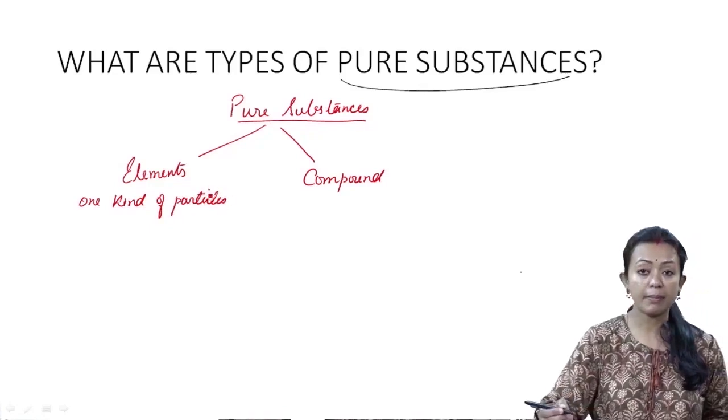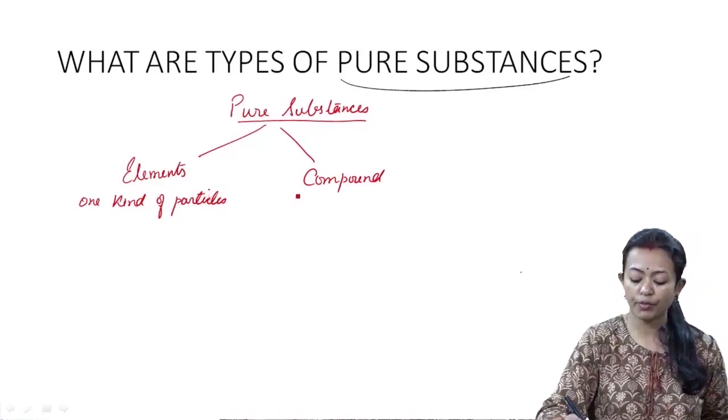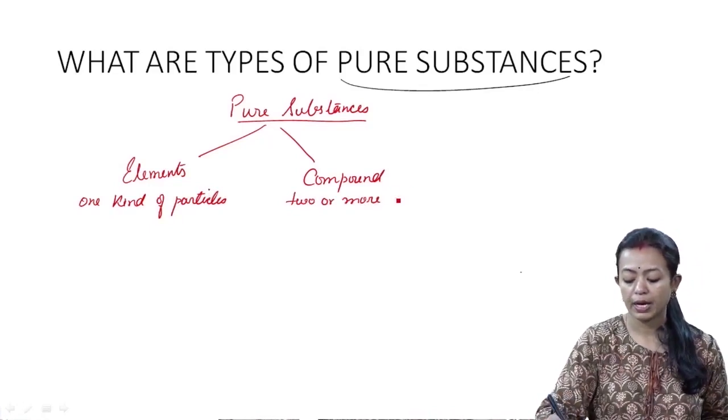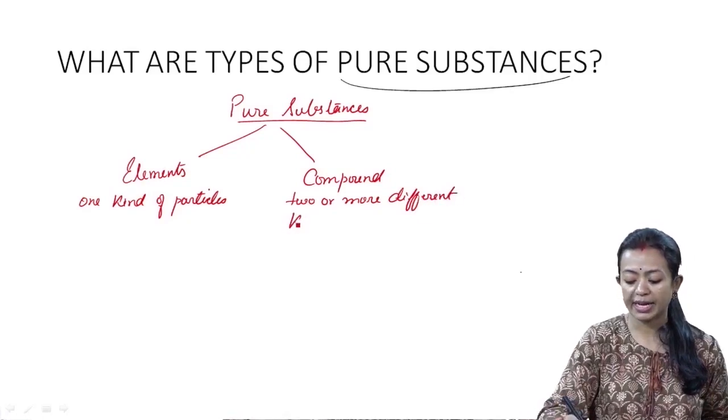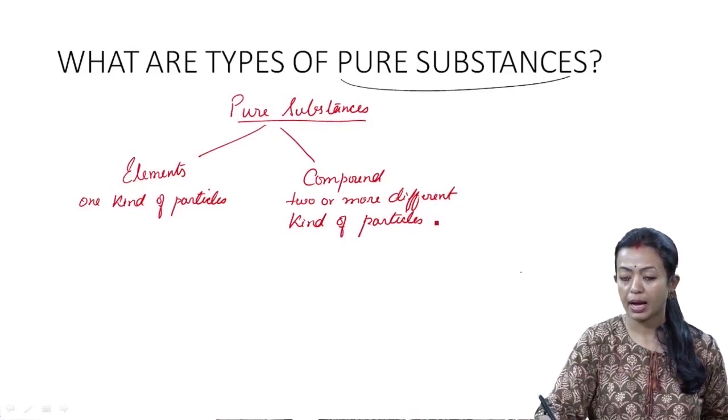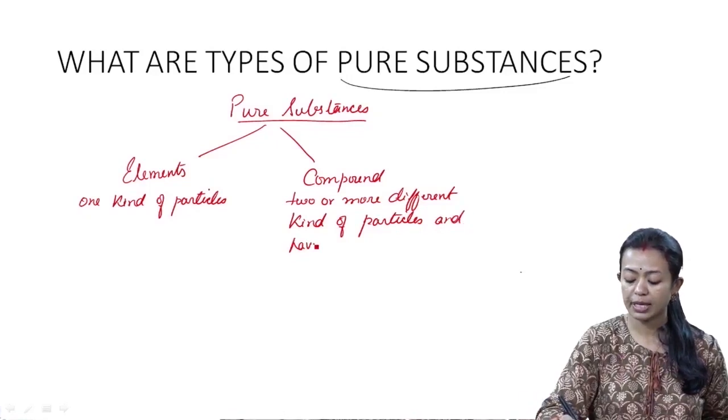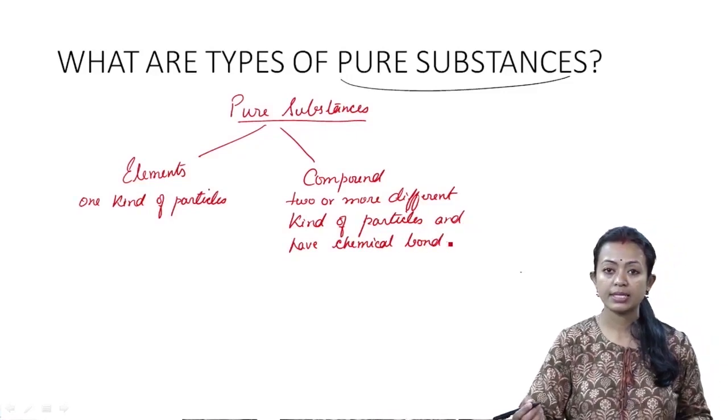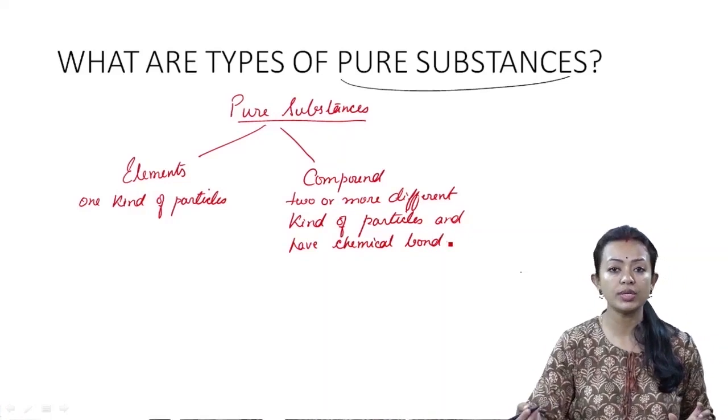Whereas compounds are those which are made up of two or more different kind of particles and have chemical bond between them, such that they tend to form a new substance.